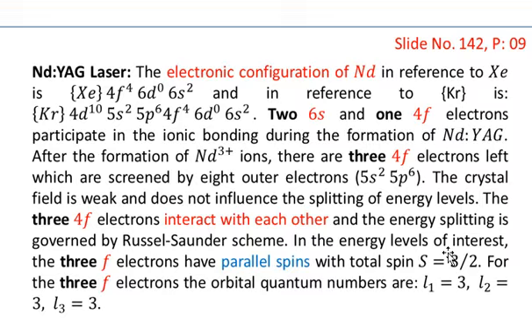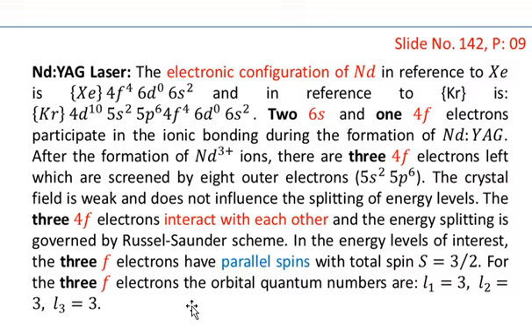In the energy levels of interest, the 4f electrons have parallel spins with the total spin capital S equal to 3/2. So each electron has a spin of 1/2. Since these three electrons have parallel spins, their spins will add together. So you have 1/2 plus 1/2 plus 1/2 amounting to 3/2. So the total spin quantum number capital S is equal to 3/2.